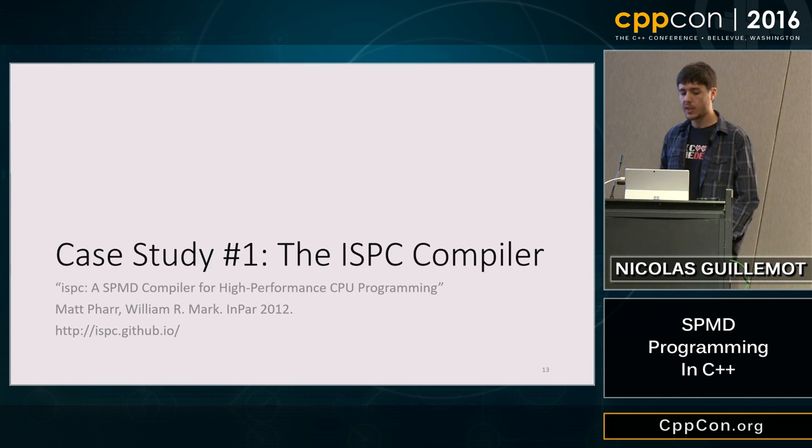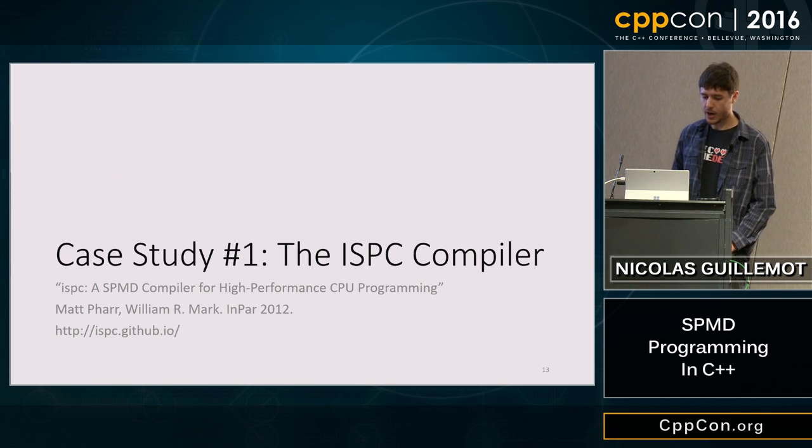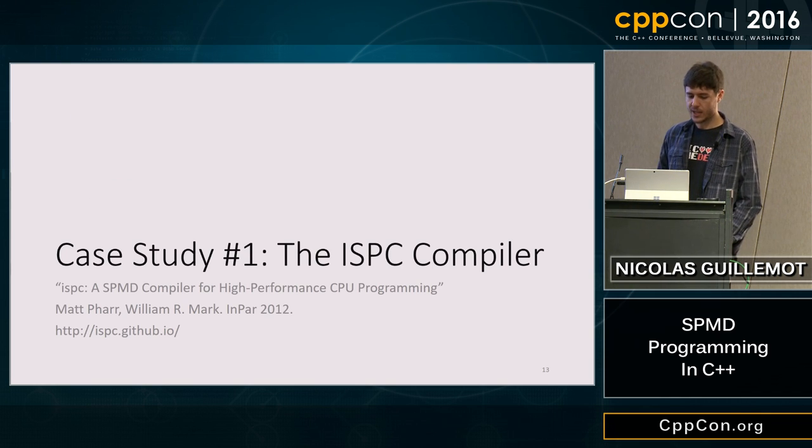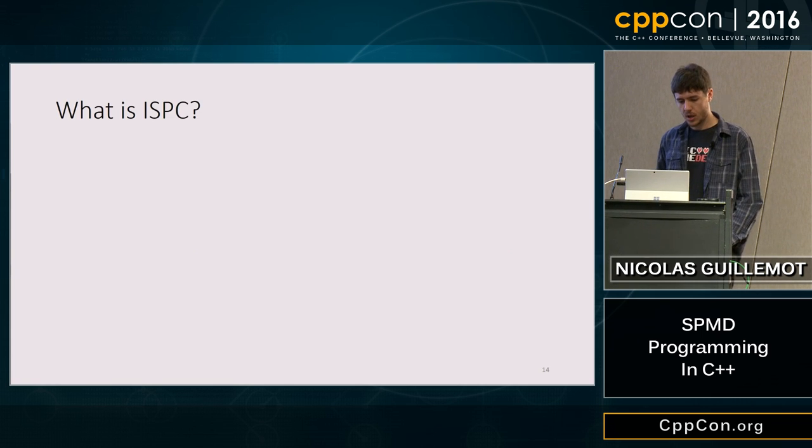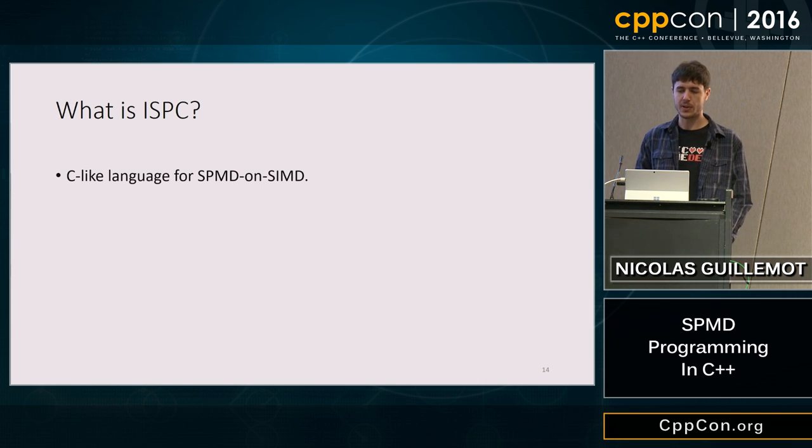So case study number one is the ISPC compiler. ISPC is a compiler for a CPU programming language made by Matt Farr and some other people, I guess. ispc.github.io is where you can find it if you want to go check it out. Just going to do a quick overview here. It's basically a C-like language for SPMD and SIMD. In fact, it was originally based on a C compiler, so it's very close.